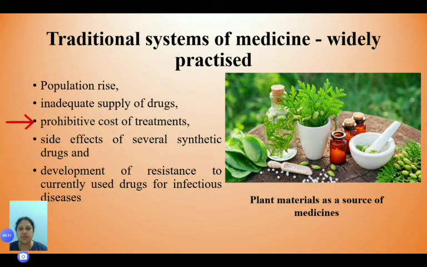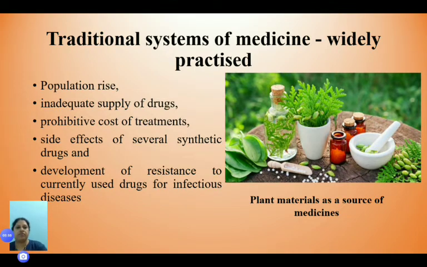And also the prohibitive cost of treatments. The treatments were very costly, and some of the side effects of taking synthetic drugs made people very afraid of them. People mainly went for herbal drugs. Also, there was development of resistance to the currently used drugs for infectious diseases. So what happens? We ourselves become immune to the medicines. These are some of the reasons why herbalism has been used in practice.